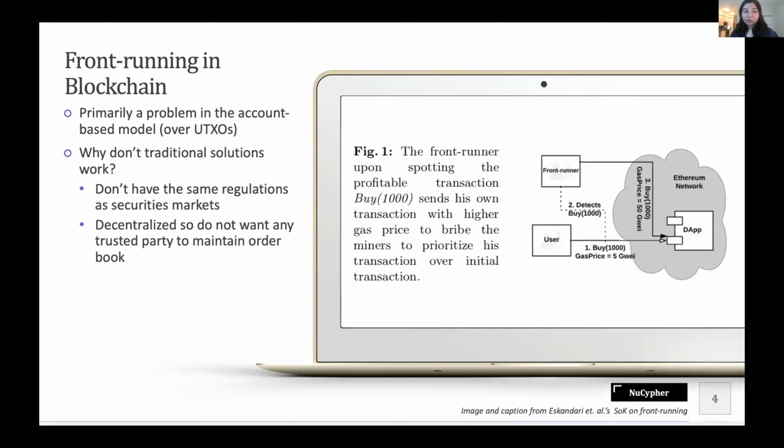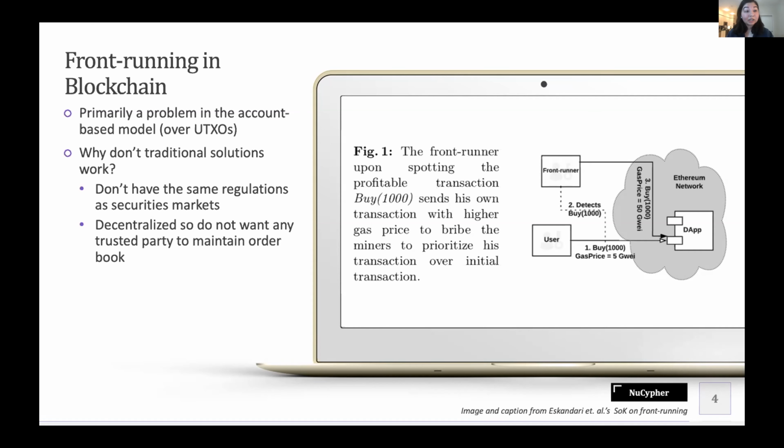So what does front running look like on blockchain? Well, we're going to look at the image on the right-hand side. You can imagine some user submits some transaction and they are interested in buying, we'll just say 1,000 shares of something. They have some gas price associated with their transaction. A front runner, who in this case is a full node in the network, so they can see transactions before they're confirmed, notices this order and then submits a new order to buy the same amount of shares, but with a higher gas price, thereby bribing the miners to prioritize his transaction over the initial transaction.